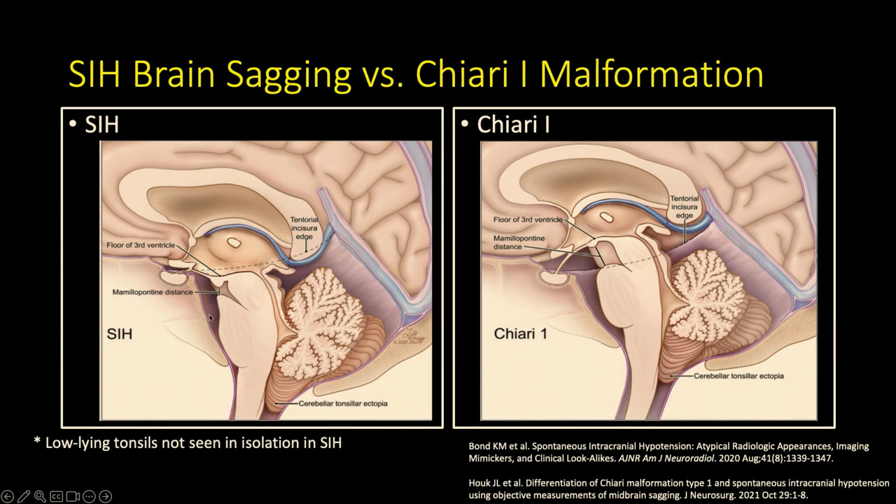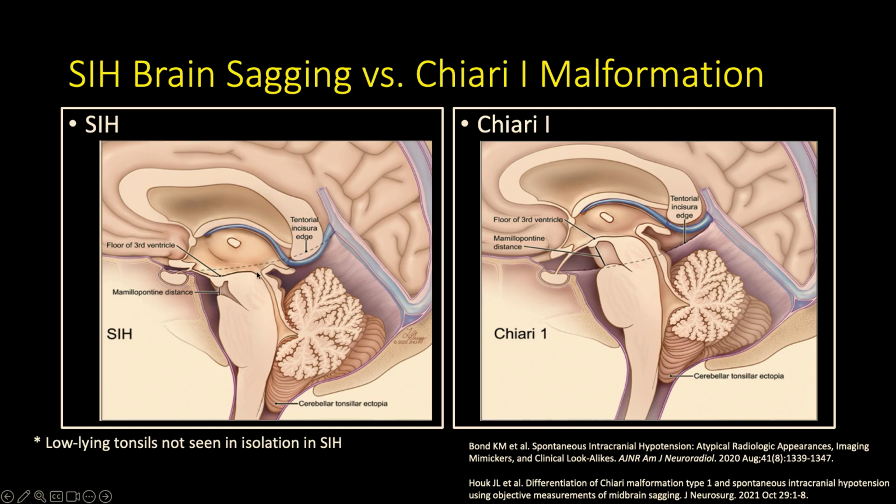However, SIH has brain sagging. So you can see all of the findings that we've just been through: narrowing of the suprasellar cistern, mammillopontine interval, the pons is smushed here against the clivus. And if you were to draw a line from the dorsum sellae over to the junction of the straight sinus and vein of Galen, that approximates the location of the tentorial incisura.